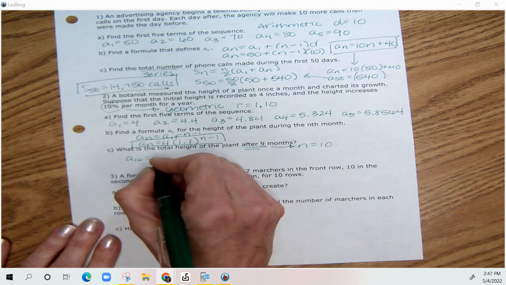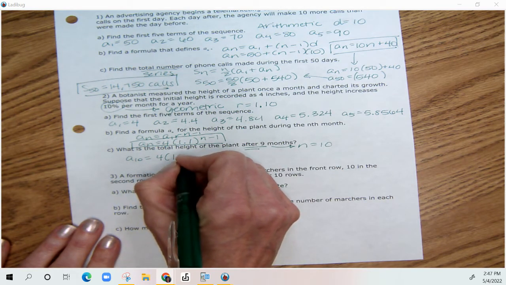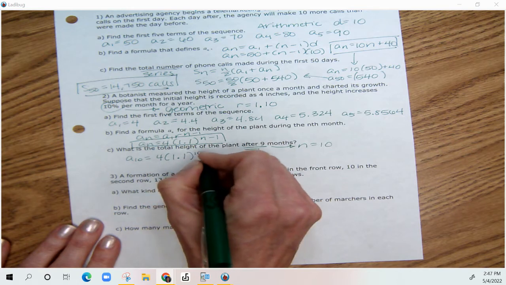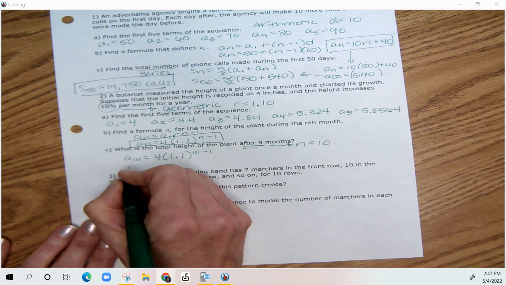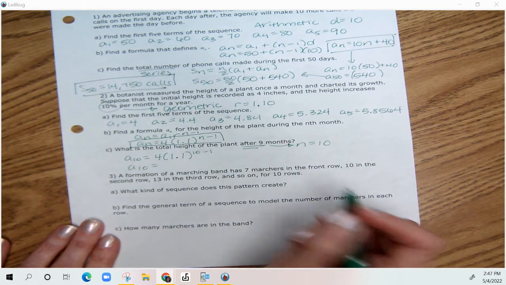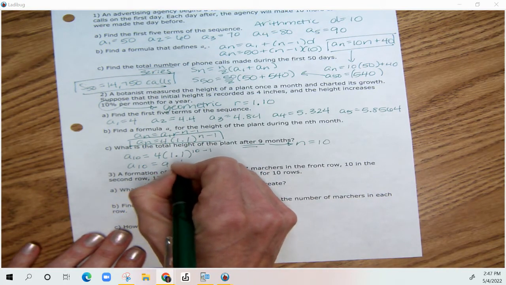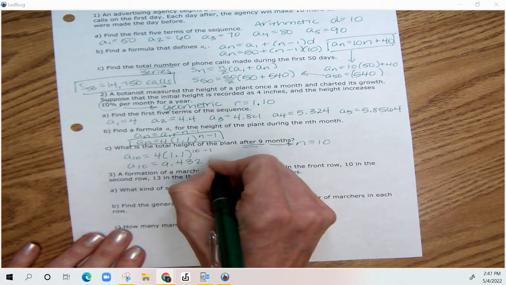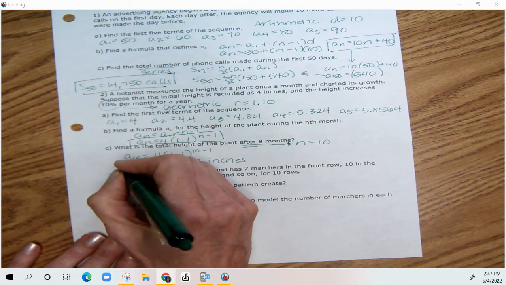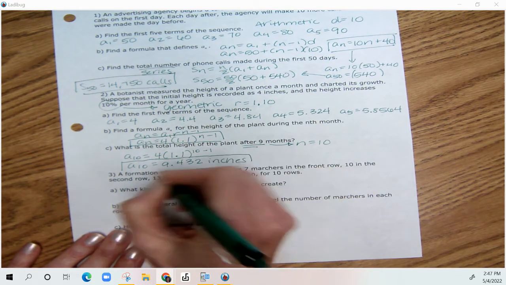A sub 1 is 4, the R value is 1.1, and then I would just put 10 in for n. And at the beginning of the 10th month, which would be after 9 months, it should be 9.432 inches. Pretty slow growing plant.